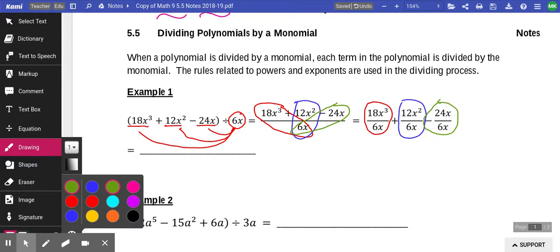You'll notice that if there's a subtraction, like this is a subtract 24x, they put the subtraction in between the fractions. You could also put plus and then put a negative on the 24. I wouldn't really do that. We'd rather just put the negative in front. It's easier. Awesome. Dividing these things.